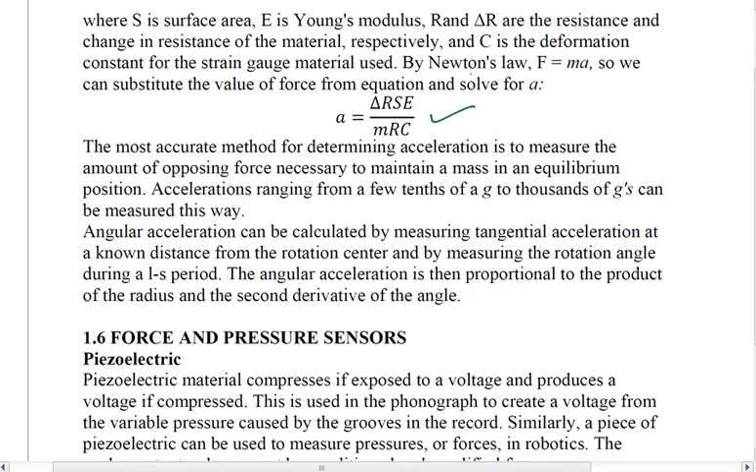Okay, where R is the resistance of the strain gauge, the normal resistance, delta R is the change in resistance, S is the surface area of the strain gauge, E is the Young's modulus of the strain gauge, and C is the deformation constant of the strain gauge. So if you know these values, these are constant. E is constant, S, C, these are all constant. What is changing is delta R, and that delta R value change will give me the value of A.